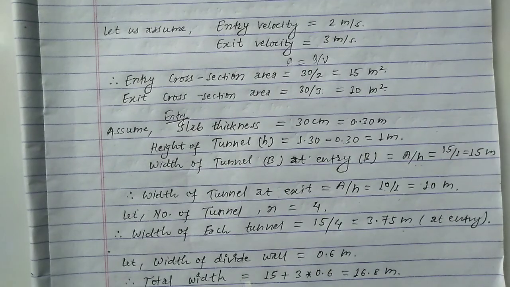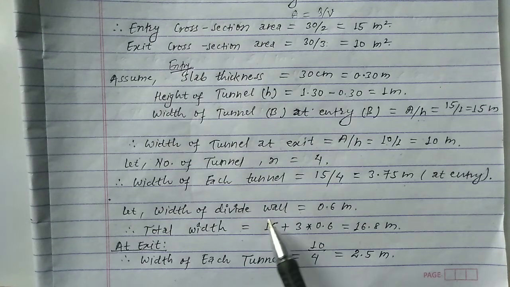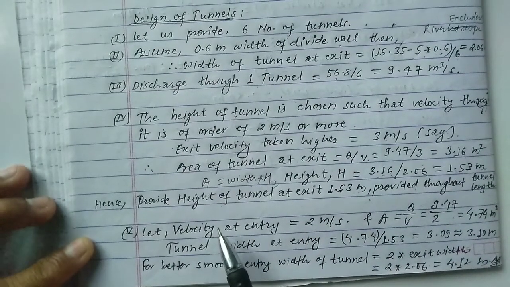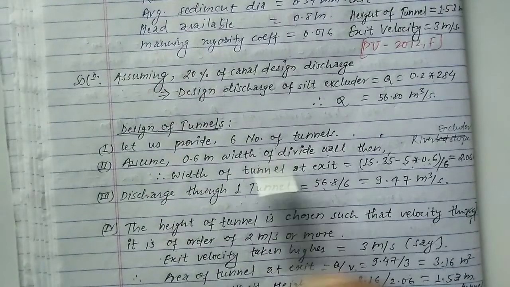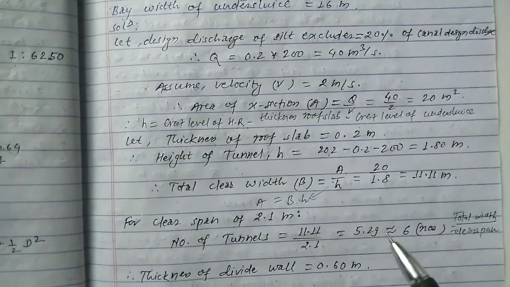Now we have to assume the width of divide wall. I already told you in the previous video, we have to always take the width of divide wall as 0.6 meter. In the previous video we also took the width of divide wall equal to 0.6 meter. You can see here, assume width of divide wall is 0.6 meter, and also in the first numerical we have taken the width of wall equal to 0.6 meter. So we always take the width of wall as 0.6 meter.